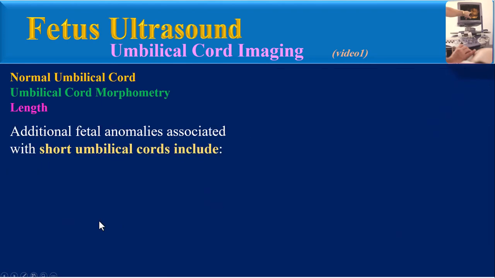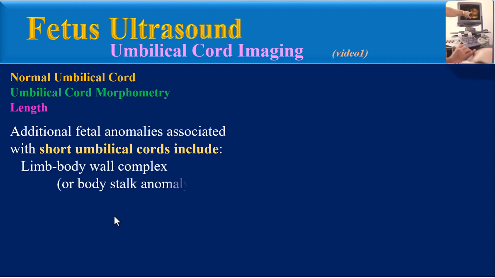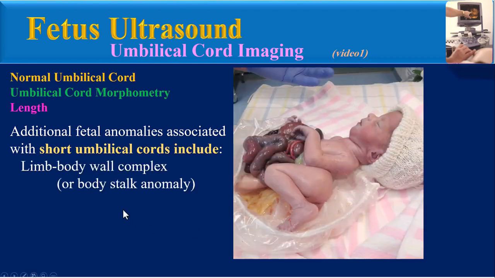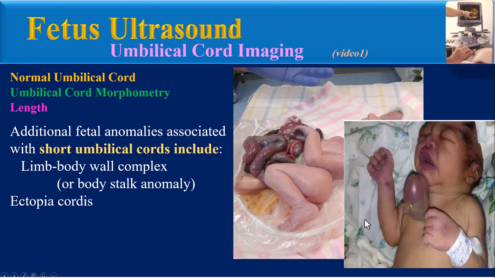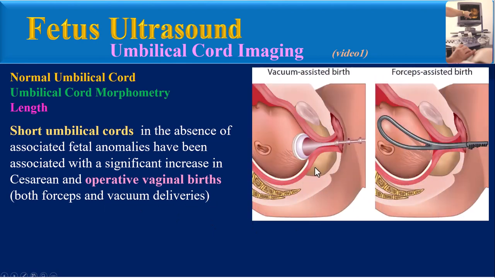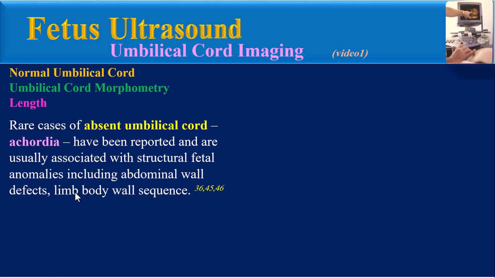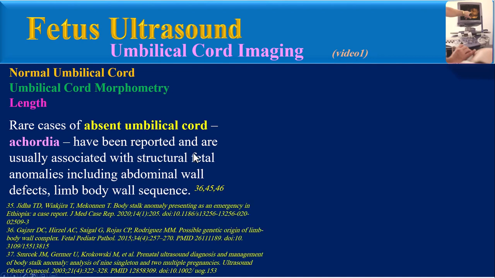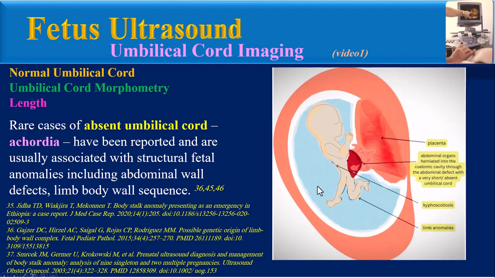Additional fetal anomalies associated with short umbilical cord include limb-body wall complex or body stalk anomaly and ectopia cordis. Short umbilical cords in the absence of associated fetal anomalies have been associated with a significant increase in cesarean and operative vaginal births and also placental abruption and uterine inversion. Rare cases of absent umbilical cord, or acordia, have been reported and are usually associated with structural fetal anomalies including abdominal wall defects and limb-body wall sequence.